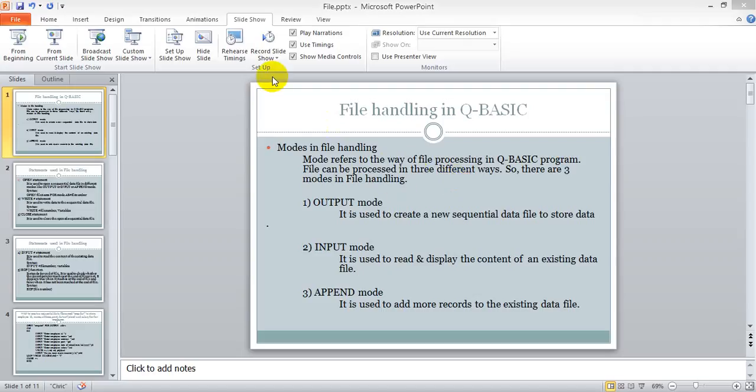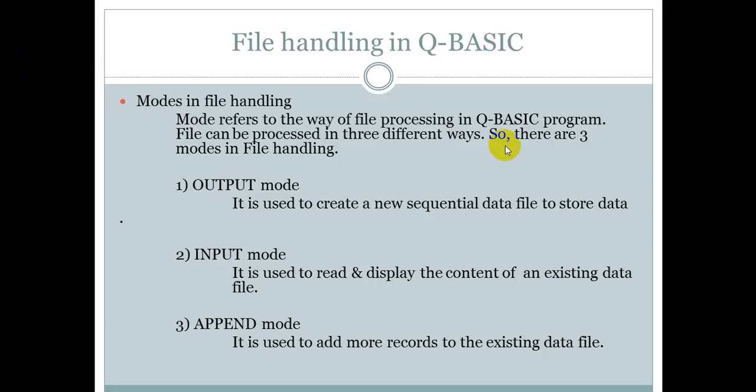So dear students, today I am going to explain file handling in QBasic. Basically there are three modes in file handling: output mode, input mode and append mode. In output mode, we'll create a new sequential data file to store data, and input mode is used to retrieve the content of an existing data file. Append mode is used to add some more records. Actually, mode defines the way of handling a file.